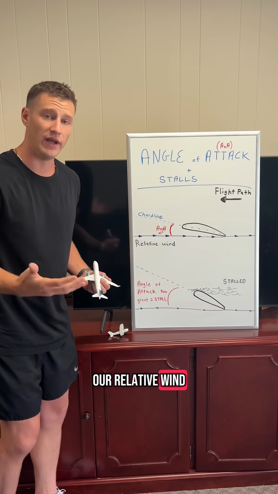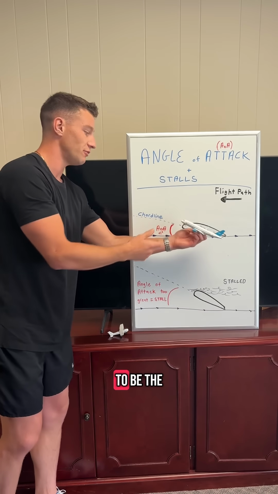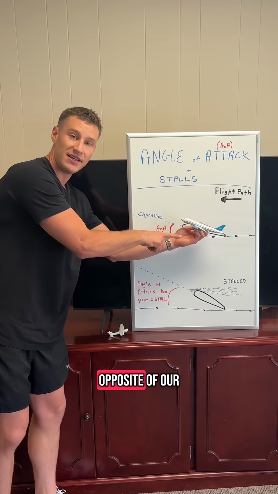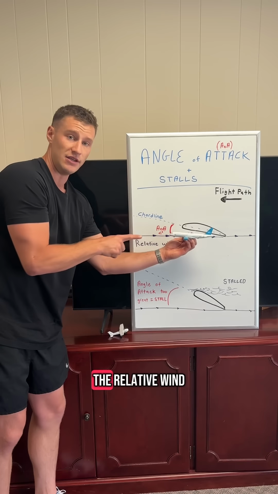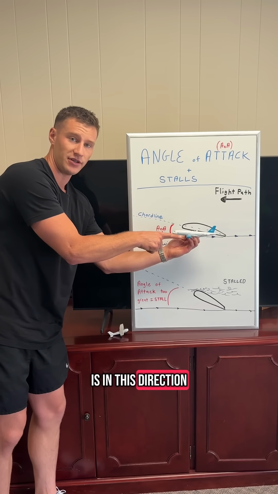Our relative wind is simply going to be the opposite of our flight path. So if we are traveling in this direction, the relative wind is in this direction.